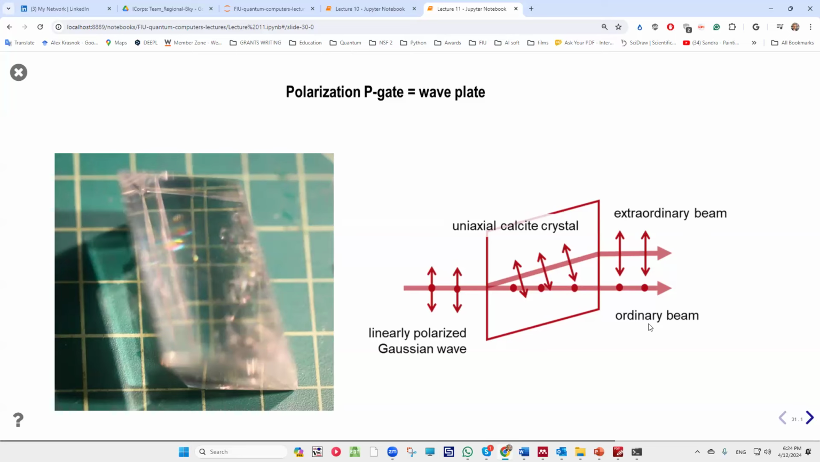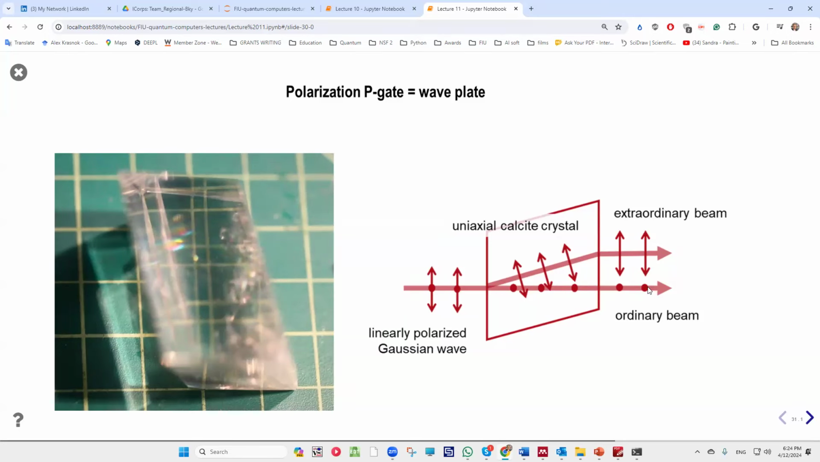One is the ordinary wave that propagates without change of the polarization. And another one, the polarization here is along the axis of the crystal. It's not important for this picture. And this other wave gets orthogonal polarization. And the result of these two waves, the superposition of these two waves, creates the polarization of a different angle.